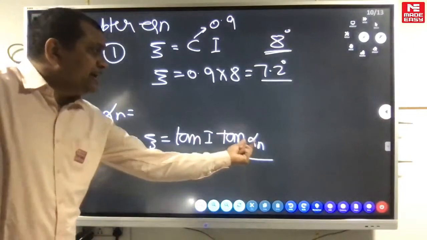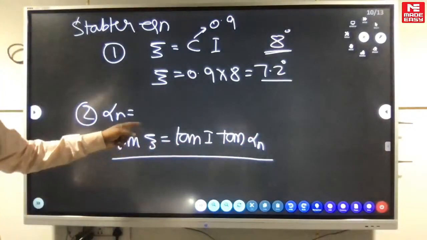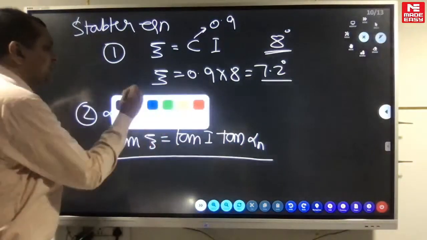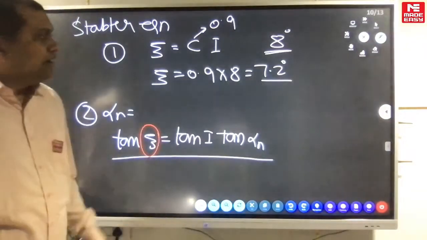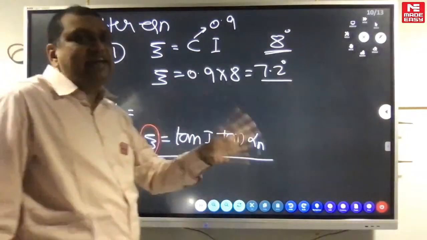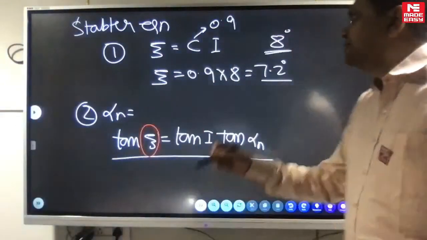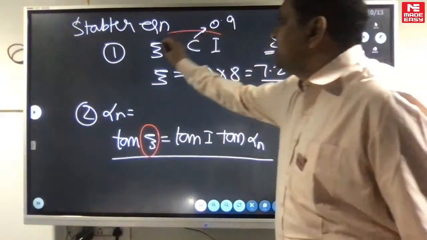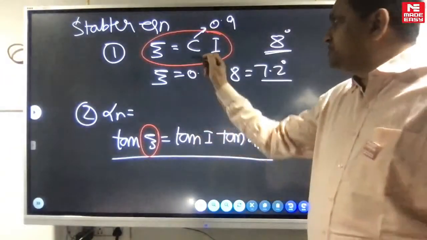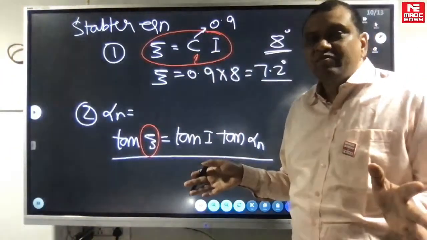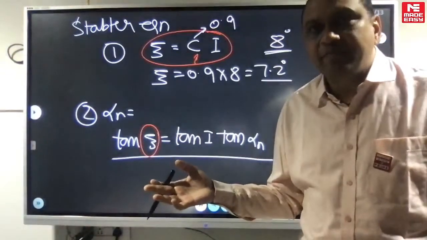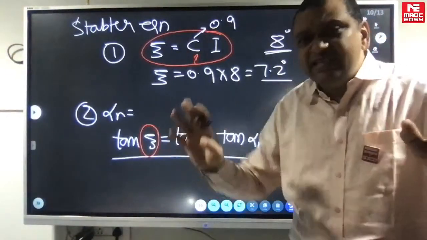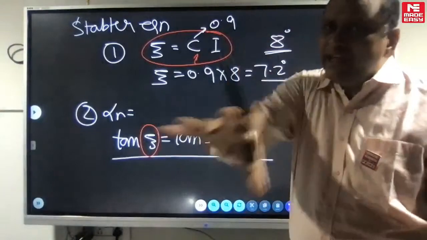If the normal rake angle is given, I will be using this equation to calculate the direction of chip flow. If nothing is given to you, only the angle of inclination, use this formula directly. Here C is called the Stabler constant, and generally this Stabler constant is approximately 0.9. So things are very easy. GATE is very easy only if you know the fundamentals.